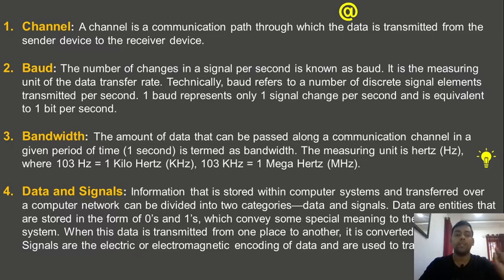Baud, number of signal changes per second. One baud means one signal change per second. Bandwidth, the carrying capacity for a given period of time.